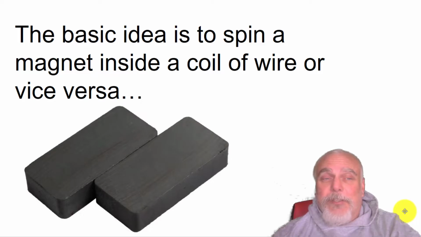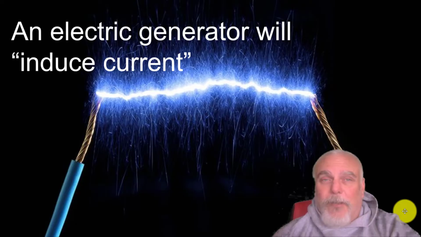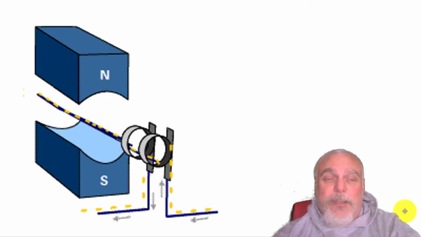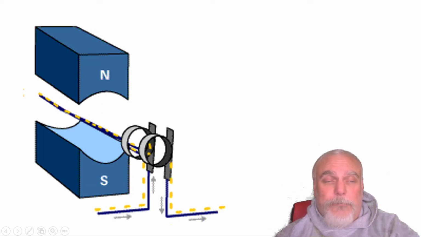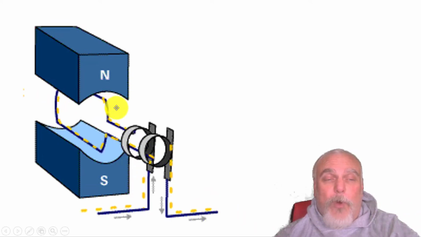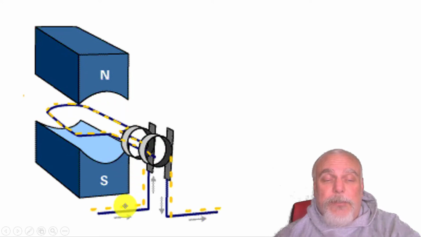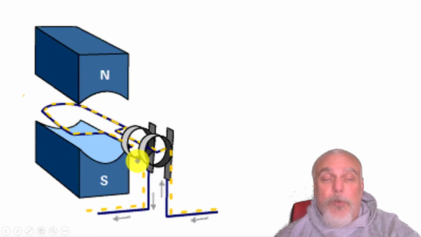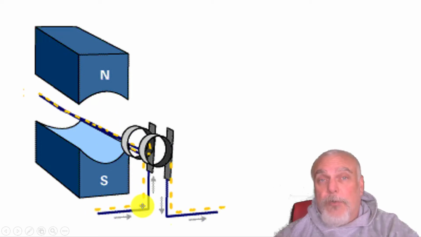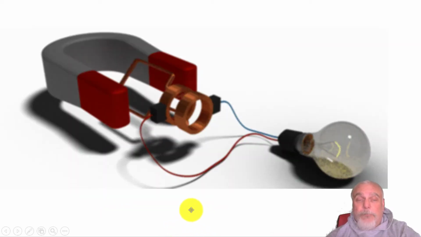The basic idea is to spin a magnet inside of a coil of wire, or have a coil of wire going around a magnet. An electric generator will induce current. Here you see a coil of wire, right here. Here's the coil of wire, it's spinning inside of magnets, and that is making electrons move through the wire. It's inducing current.